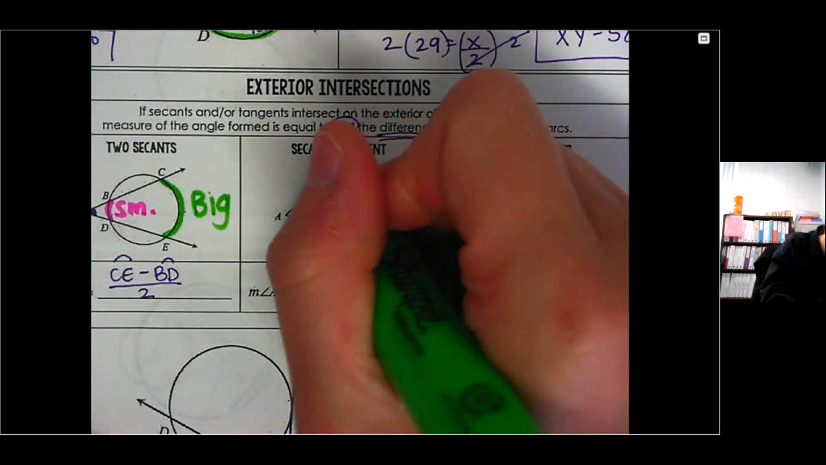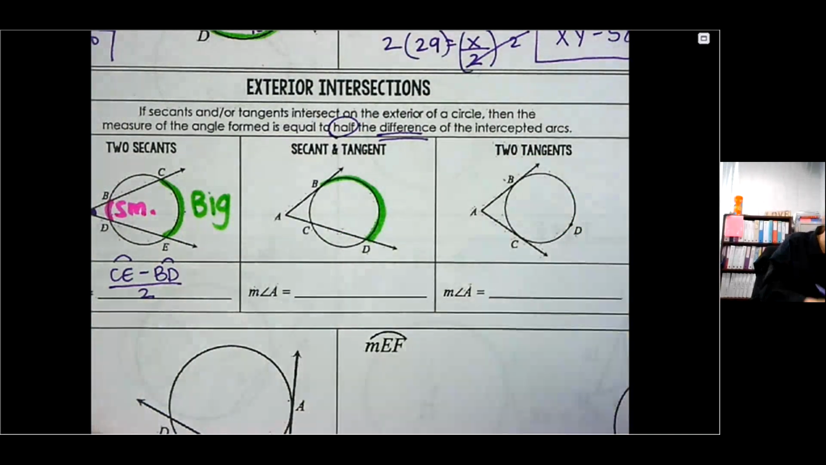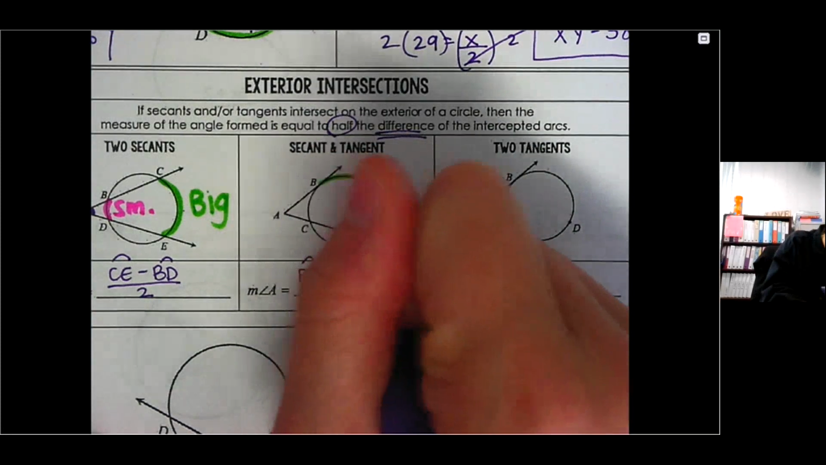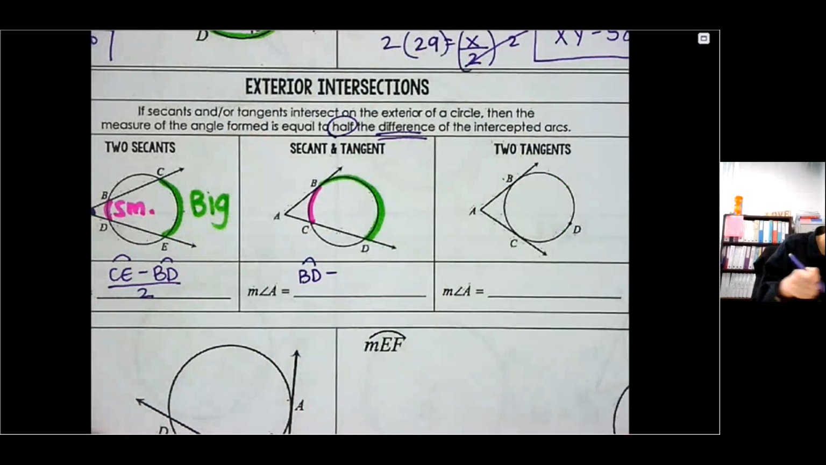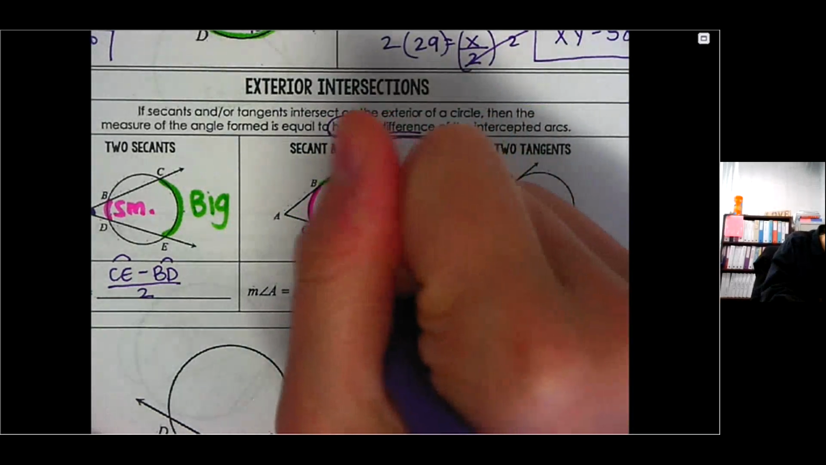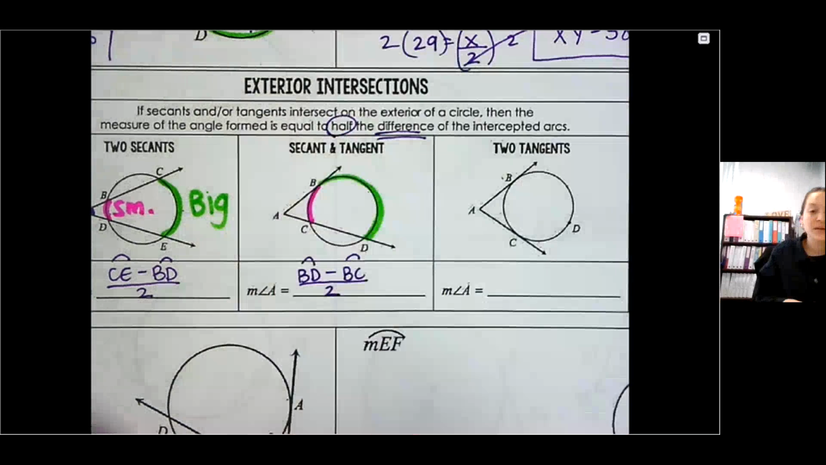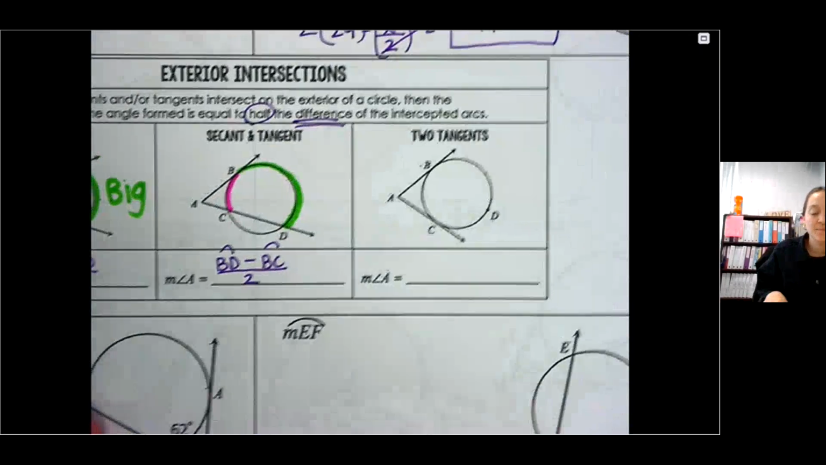In the next one, my big arc is BD. And I'll subtract my small arc, which is BC. And then again, divide by 2. So it's always big minus small divided by 2.